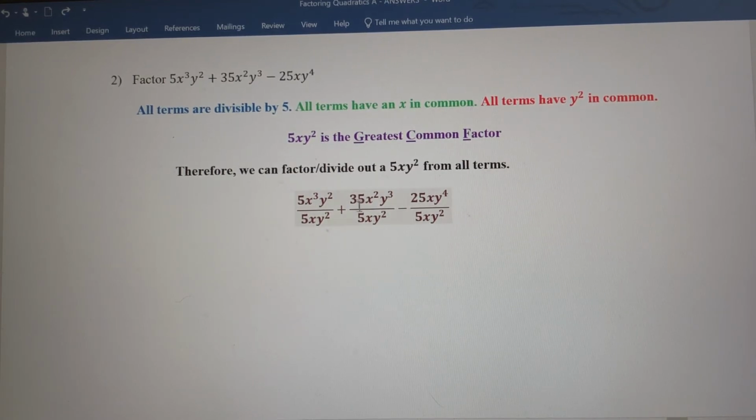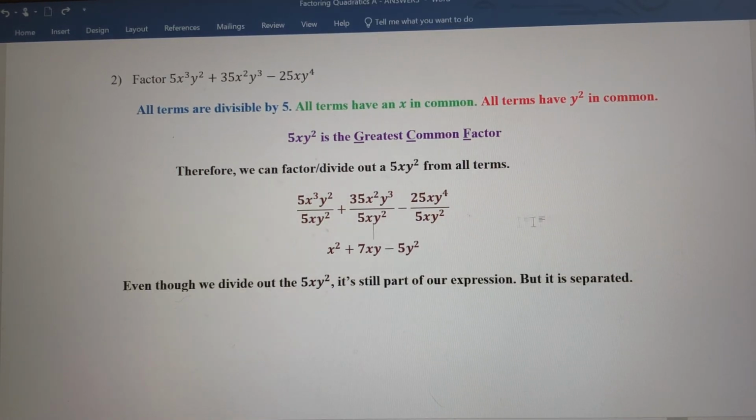Second part, 35 over 5 is 7. X squared over x is x. Y cubed over y squared is y. So this piece simplifies to 7xy. And finally, 25 over 5 is 5. These x's cancel out. Y to the fourth over y squared is y squared. So this piece is going to be negative 5y squared. So when I do that division, this simplifies to x squared. This part simplifies to 7xy. And this piece simplifies to negative 5y squared.